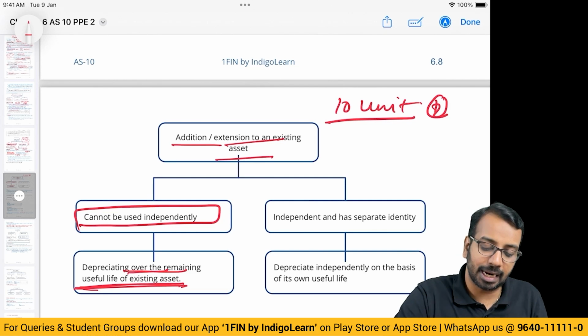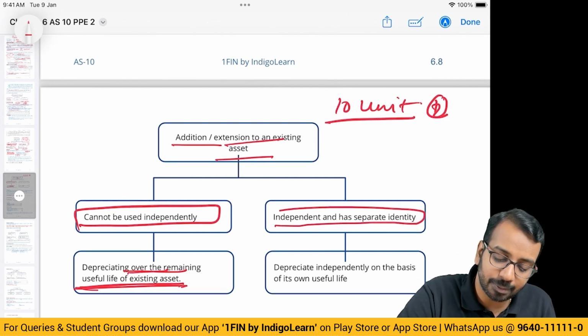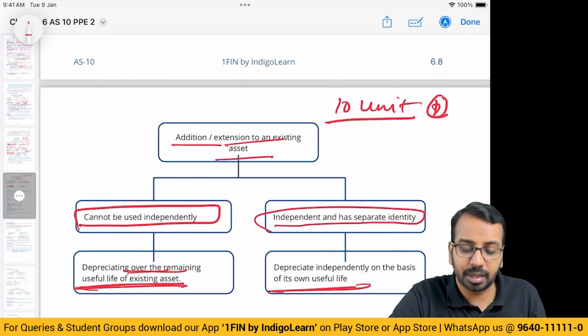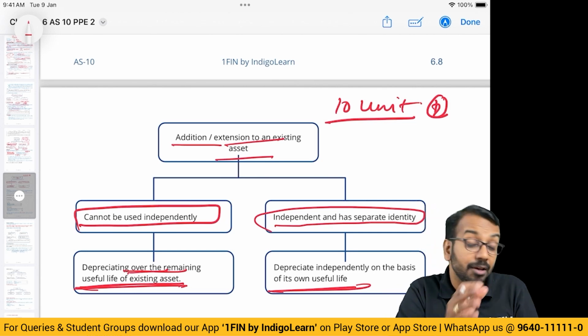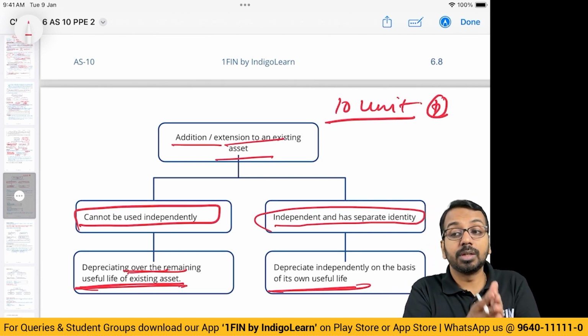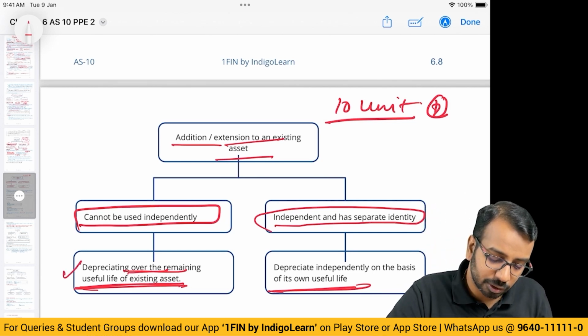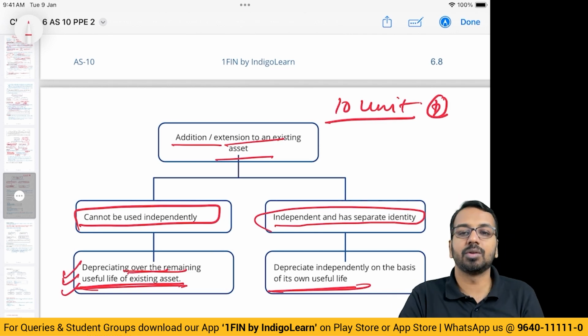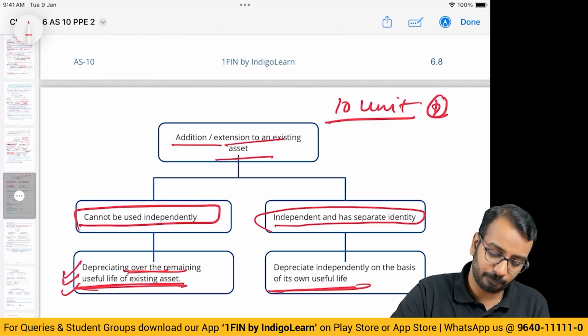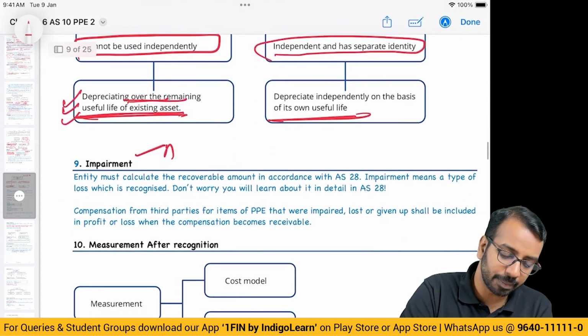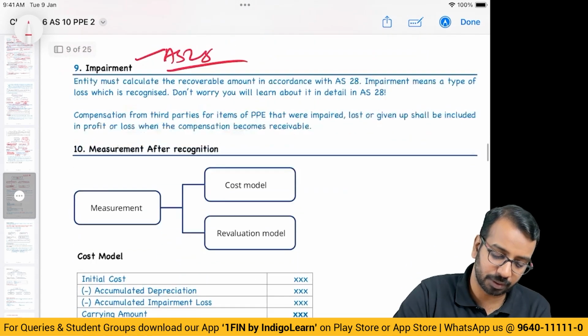That's the first one. Second, if it is independent and can be used separately, then you will treat it as a separate asset. If it cannot be used independently, you will charge depreciation only to the extent of the remaining useful life of the existing asset. Impairment we will learn as per accounting standard 28 subsequently.